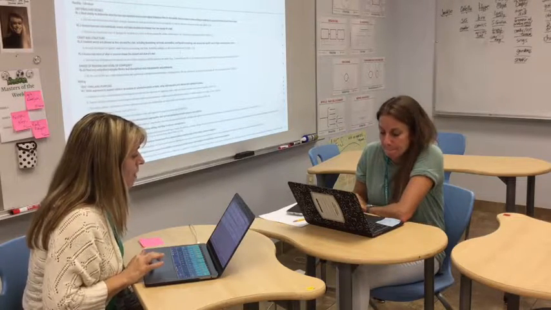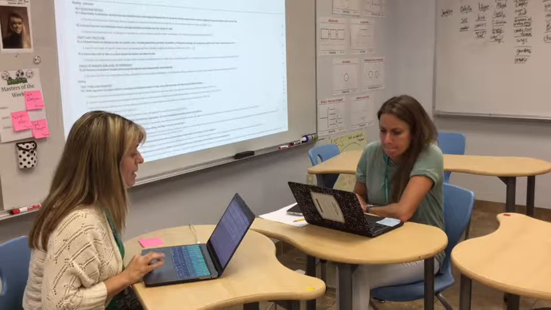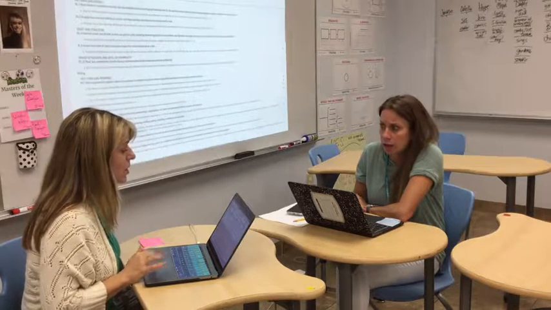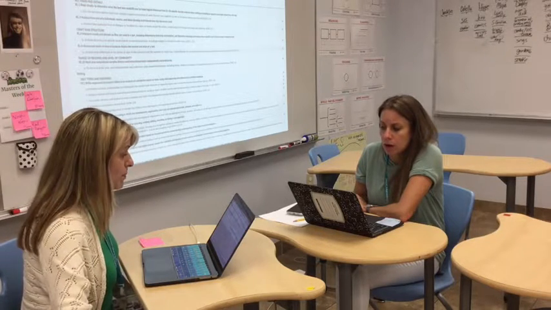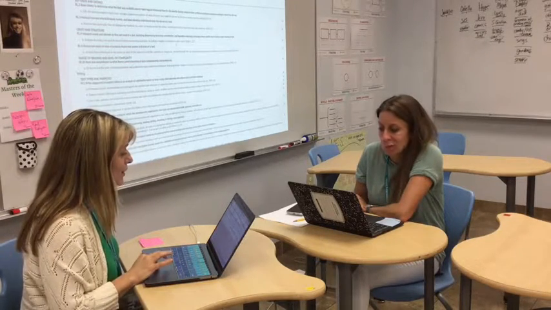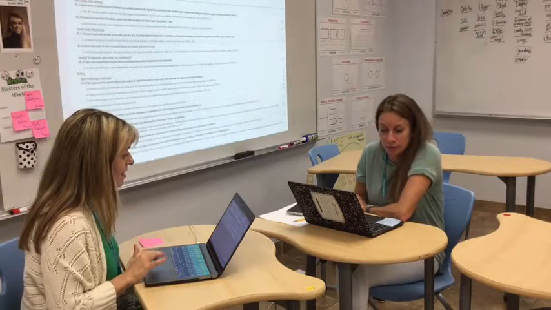Okay, RL4: analyze the impact of specific word choice on meaning and tone. Yes, we want to be doing that in Brown Girl Dreaming because then we want them to be able to apply that in their argumentative writing. Sure. It also says allusions to other texts, which we want to teach too. Yeah, for sure.